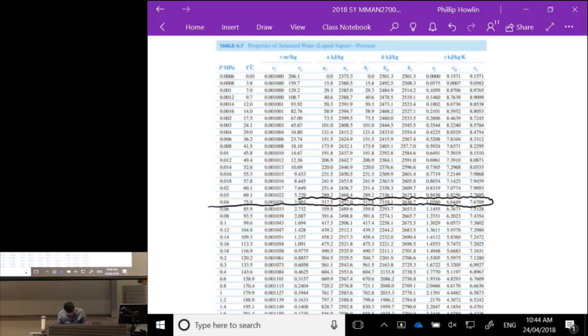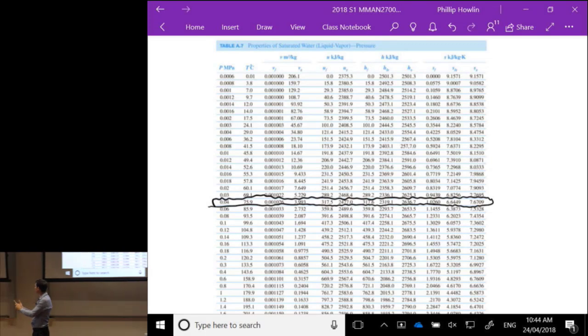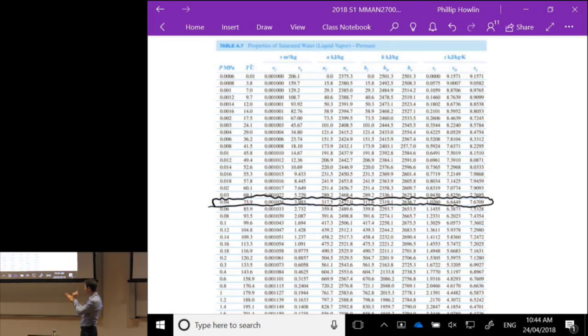Is the substance indeed a compressed liquid, a saturated mixture, or a superheated vapor? Turn to your neighbor and convince your neighbor of what you think it is. Is it a compressed liquid? Is it a saturated mixture, or is it a superheated vapor? And how do you know that?